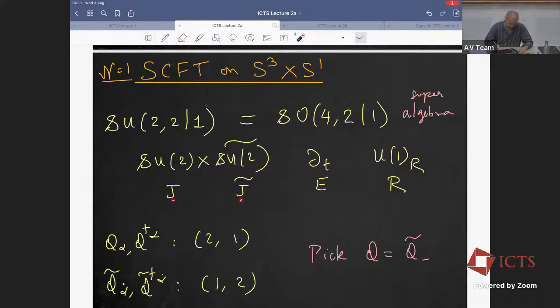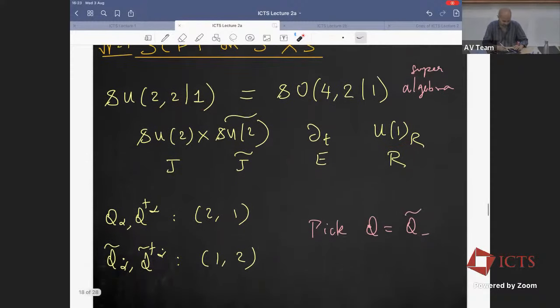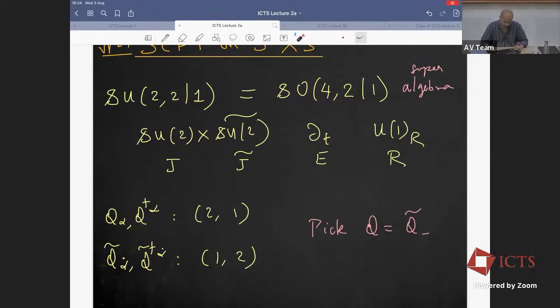Okay, so J and J tilde, and there's a time, energy or time direction, that's that quantum number, and then there is a U(1)_R quantum number. So these are the same charges that we saw yesterday, and then there are supercharges of the type Q and Q tilde. So they're left moving and right moving under this SU(2) times SU(2) tilde. So these are (2,1), these are (1,2). This is completely standard. Pick up a book and look at the superalgebra.